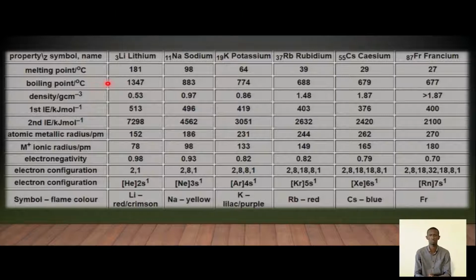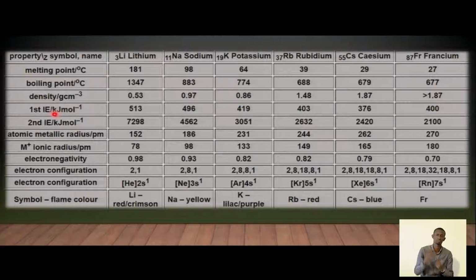We also have the boiling point in Celsius degrees, which varies in the same way. The density, you see how density changes. Generally it is increasing from 0.97 to 0.86. Here there is an exception, but moving from potassium up to cesium, it is increasing. We will explain why it is like that.